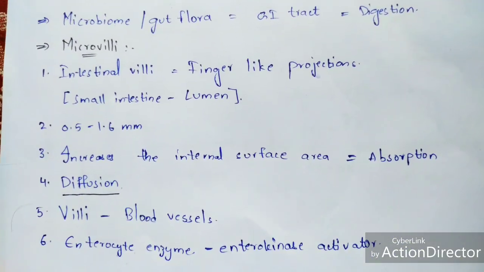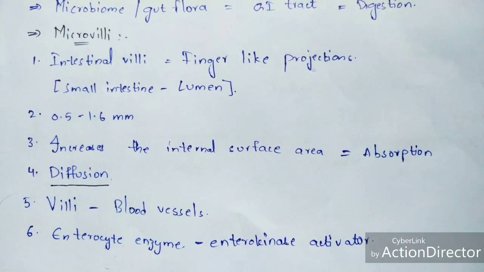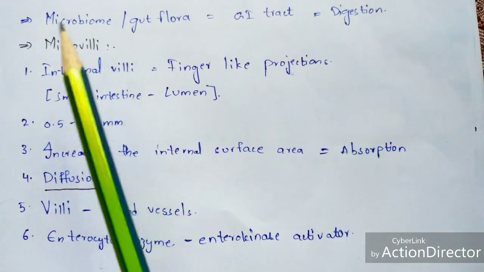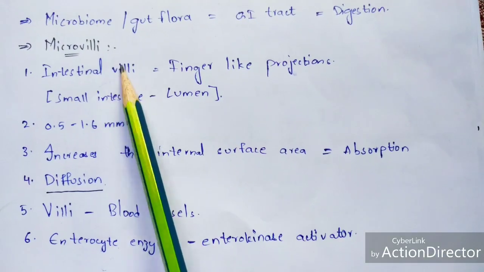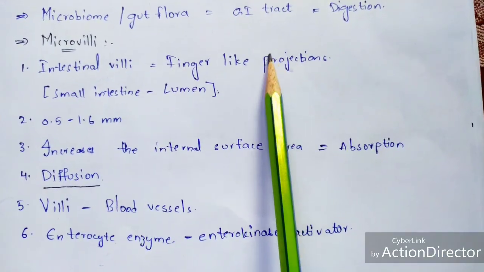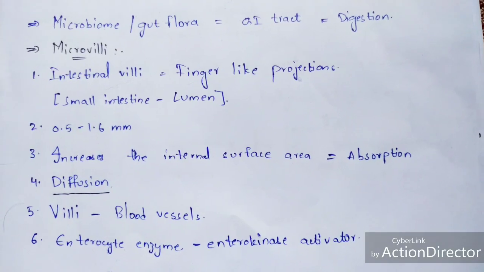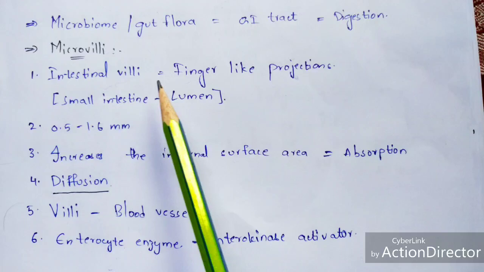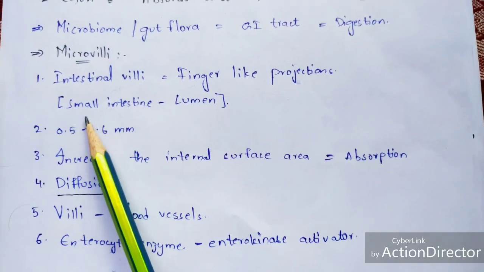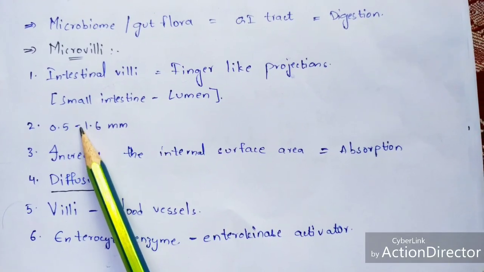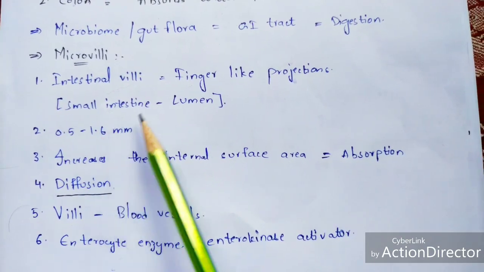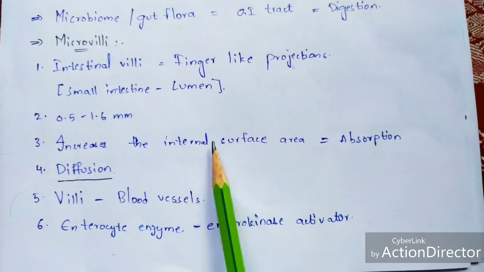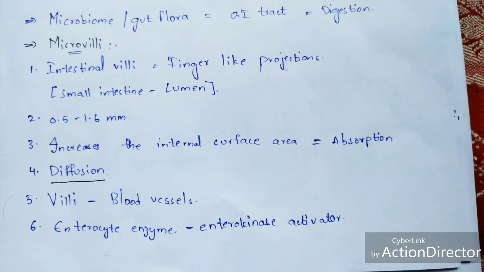Next, discussing the microvilli. Microvilli are very important to remember because they play a major role in the absorption of nutrients present in the food. They are also called intestinal villi. These microvilli are finger-like projections which can be seen only with the help of a microscope, and they are present in the lumen of the small intestine. The size of the microvilli ranges from 0.5 millimeters to 1.6 millimeters, and they help in increasing the internal surface area, which helps in the absorption process.